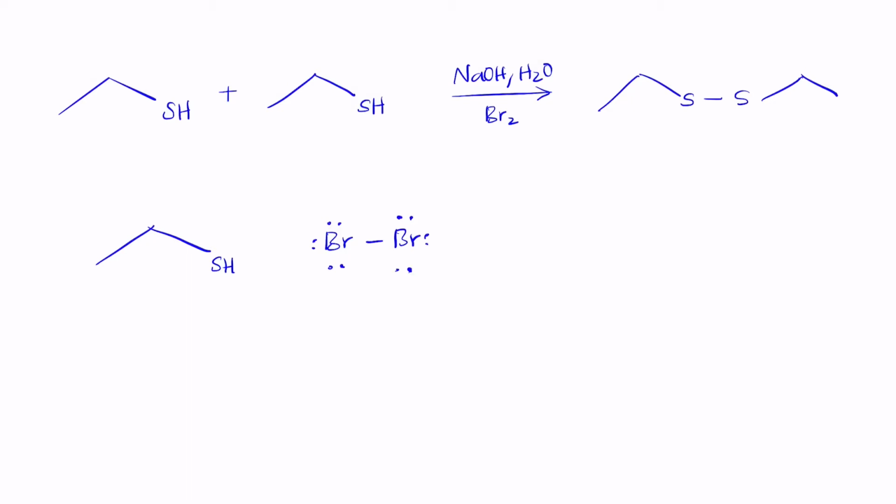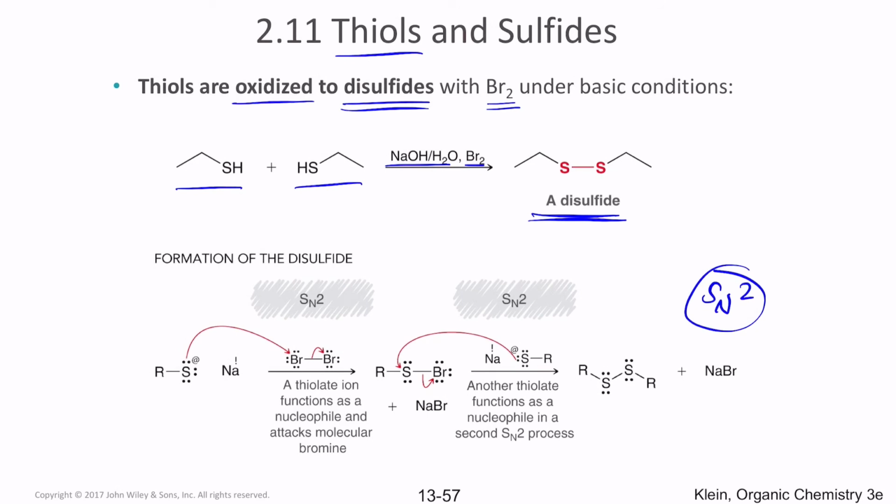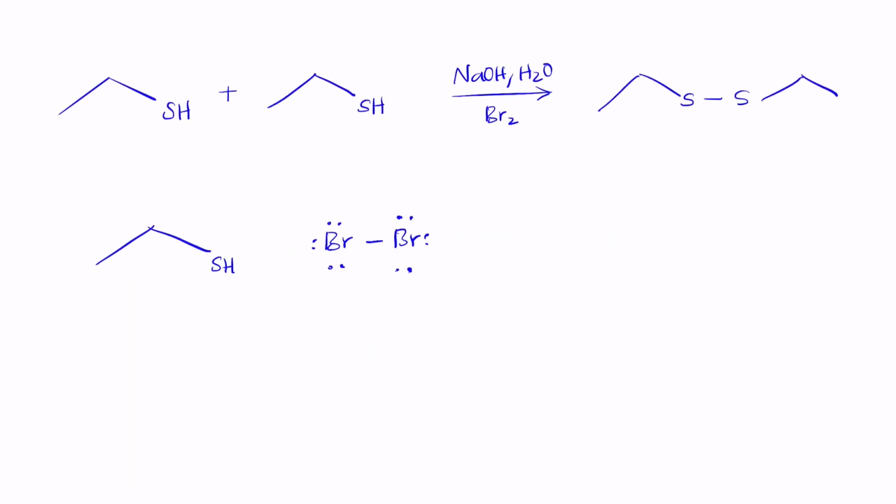Notice that SH is somewhat like this: sulfur, being a larger atom, will attract the electrons towards itself, and the hydrogen goes out. This results in the formation of sulfur with 6 electrons. This sulfur now attacks the bromine.